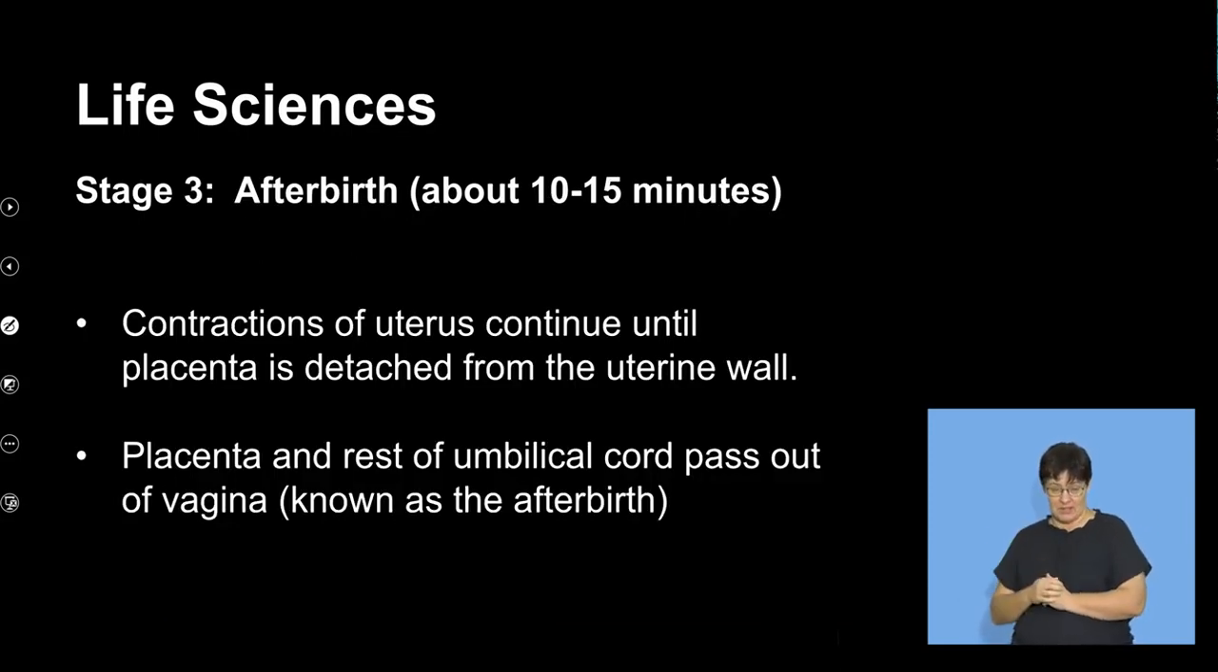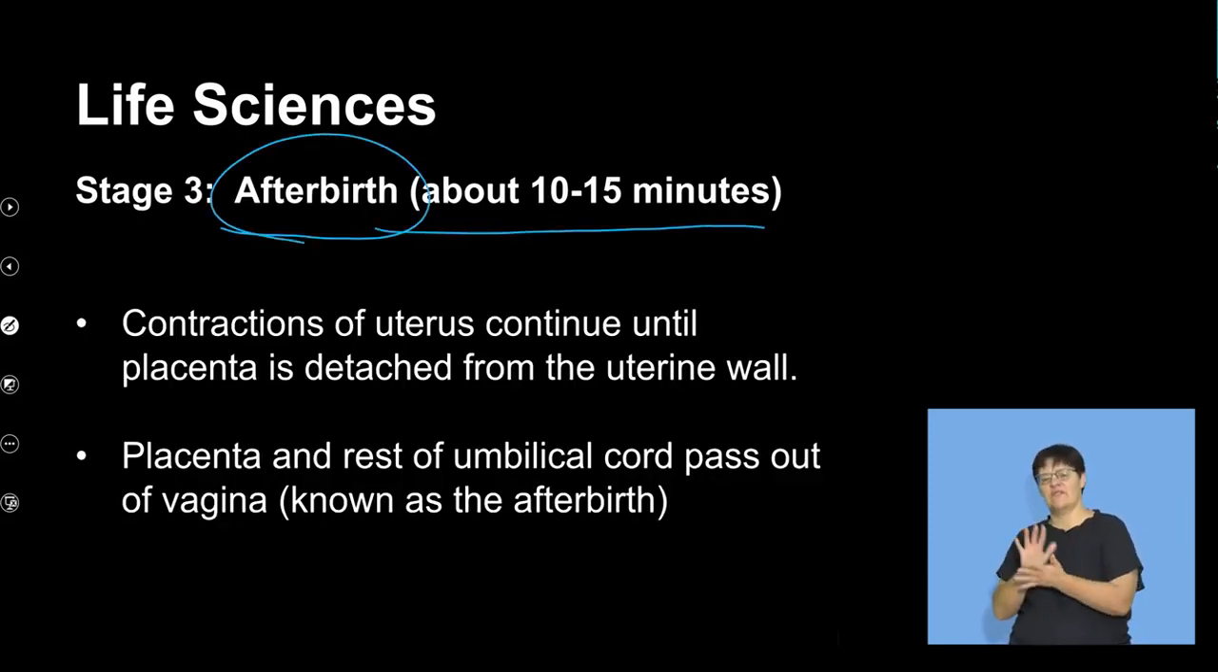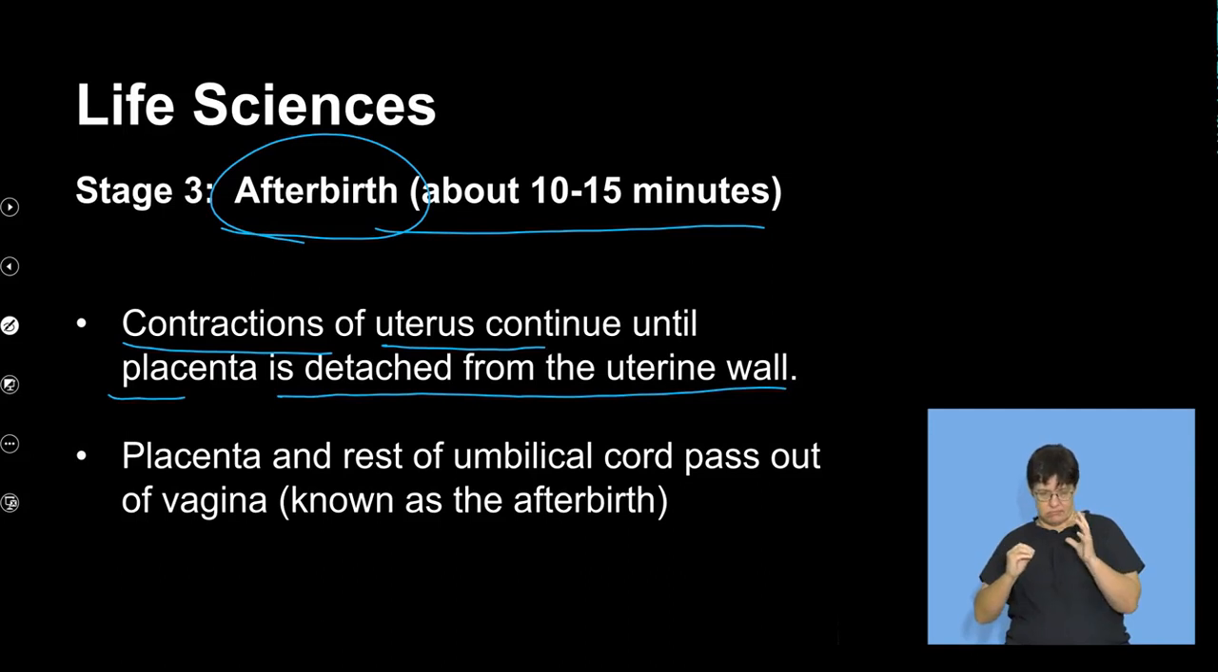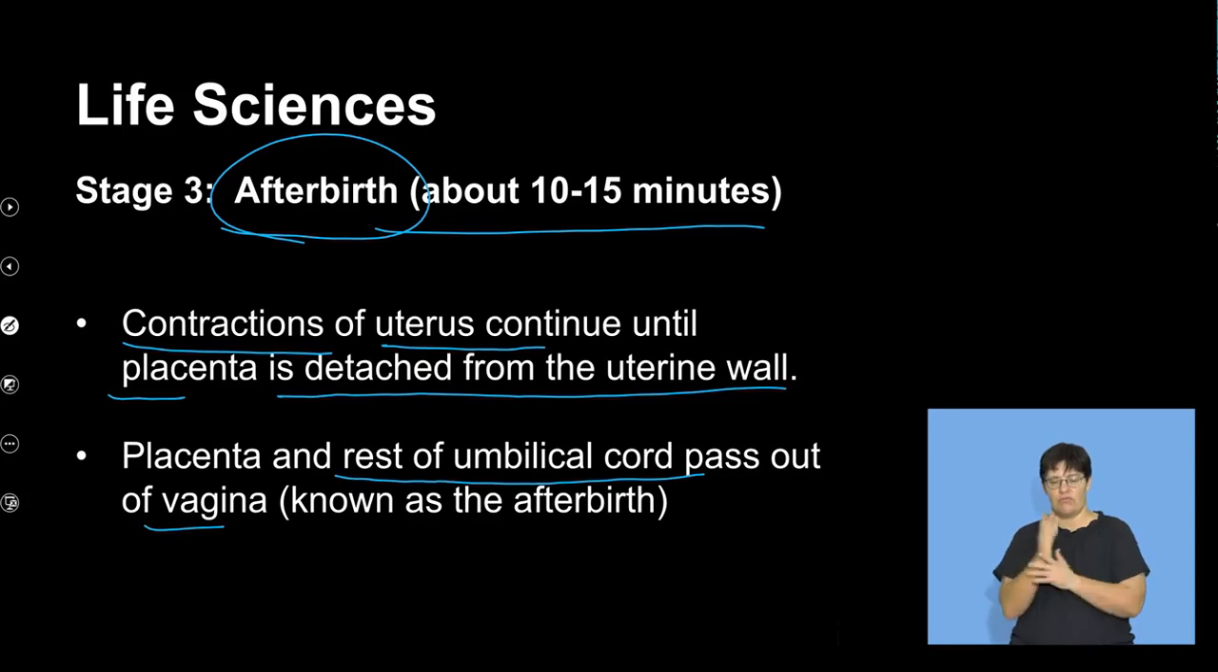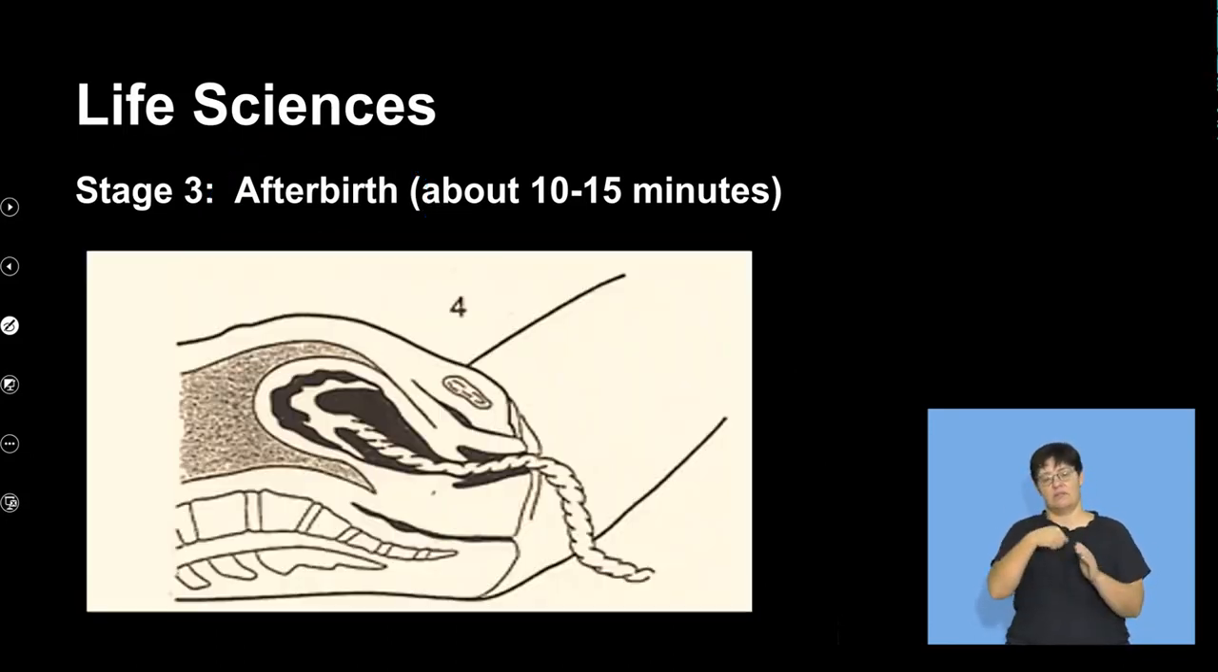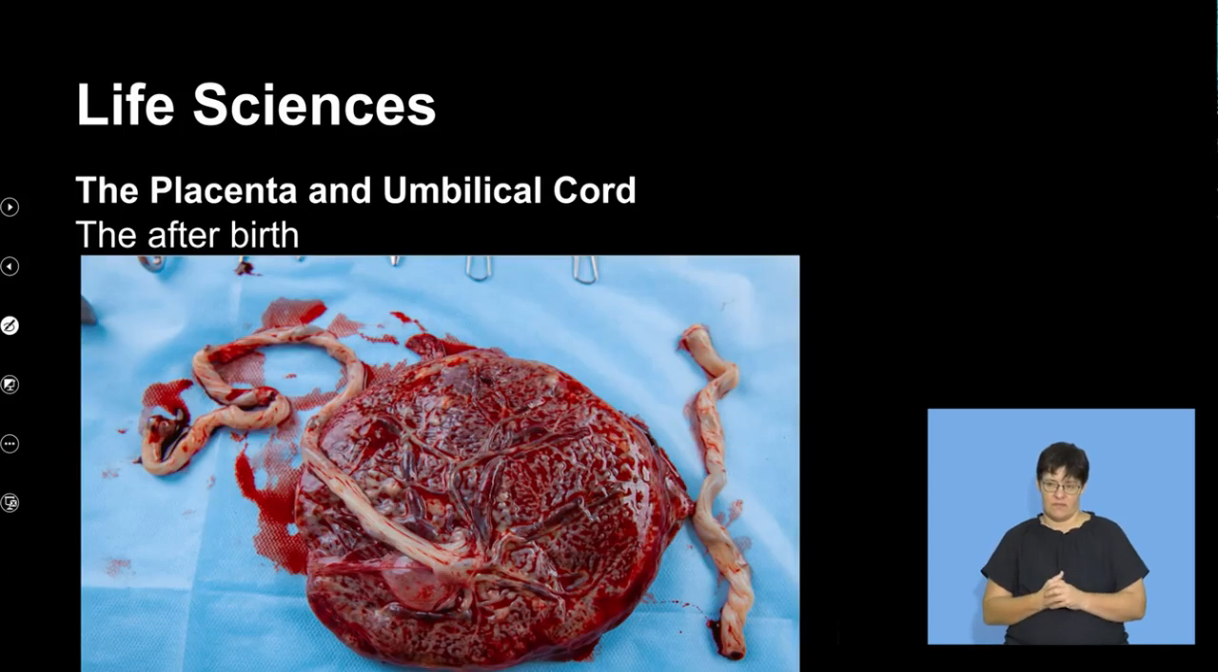Finally, we have the third stage, which is about 10 to 15 minutes after the baby is out, where a series of contractions of the uterus continue, and then the placenta is detached from the uterine wall. The placenta and the rest of the umbilical cord are pulled out and removed through the vagina, and that is known as the afterbirth. This is what it looks like at the end of the process, and we see the placenta along with the umbilical cord that has been released.